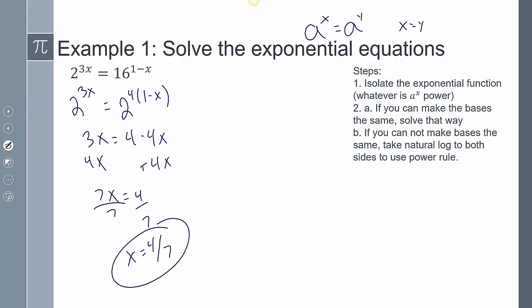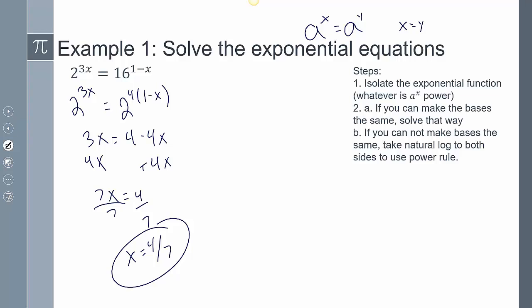Now there's no domain restrictions. So because there's no domain restrictions here, that's what my value is, x equals 4/7. So you don't necessarily need to check, but plugging it back in is always a good idea to validate or verify if you got the correct answer.